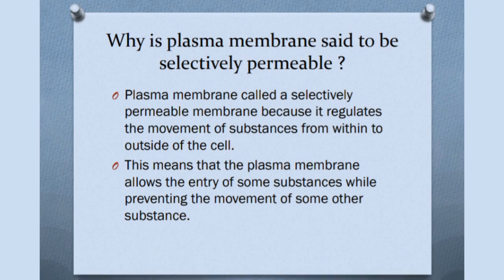This question is very important. Why is the plasma membrane said to be selectively permeable? The answer is the plasma membrane is called selectively permeable because it regulates the movement of substances from within to outside of the cell. This means that the plasma membrane allows the entry of some substances while preventing the movement of some other substances. It's very important. That's why it is said to be selectively permeable.